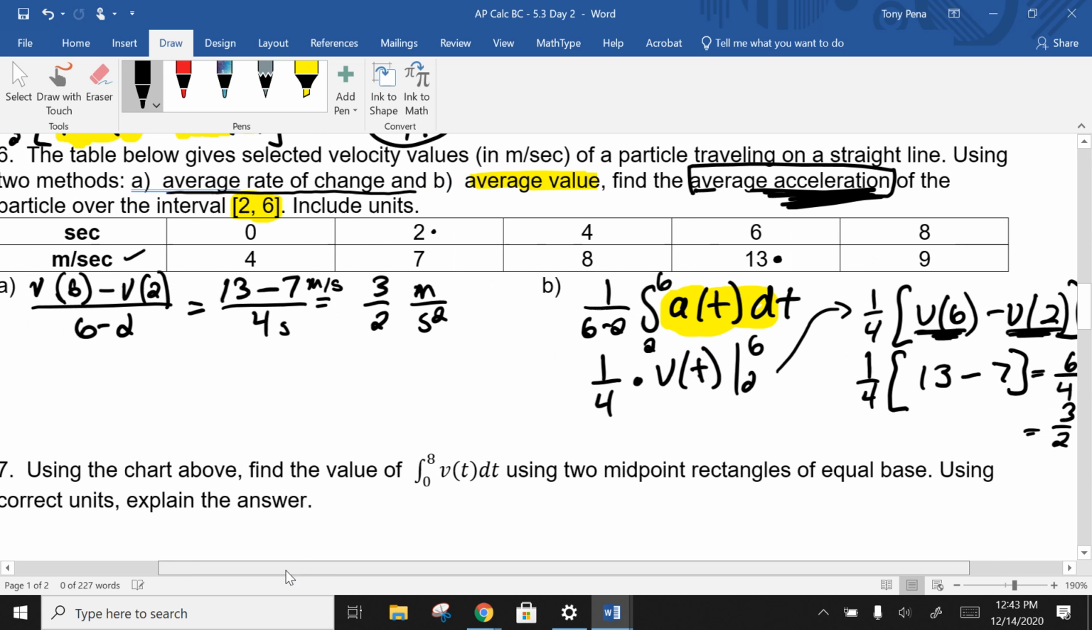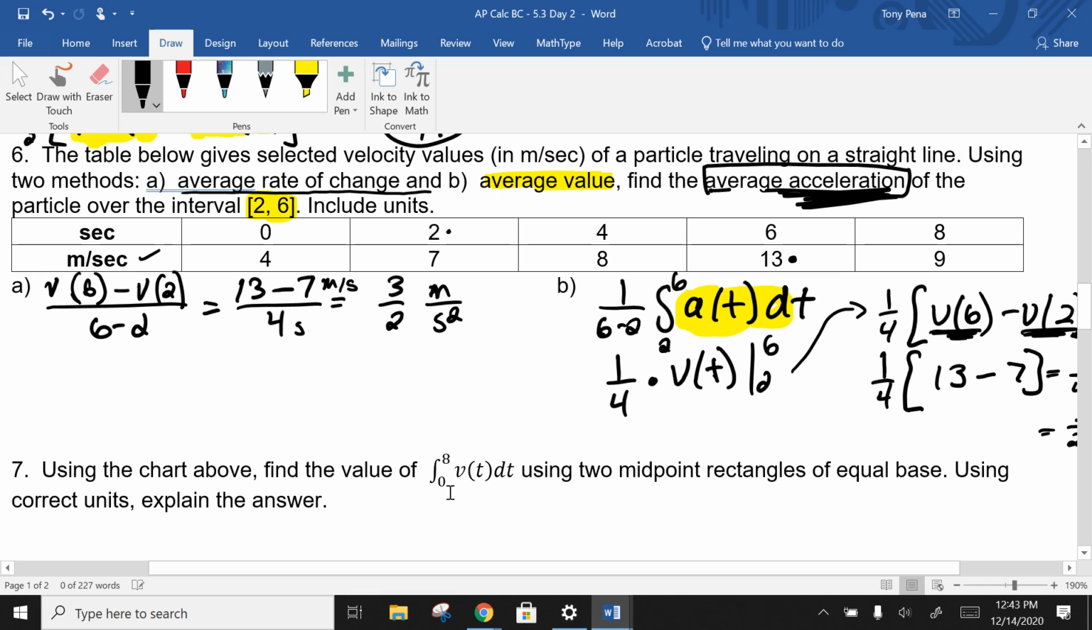All right, next one. Using the chart above, find the value of this. So here's our velocity table. I want you to integrate the velocity table from 0 to 8. We don't have a velocity function, so we've got to approximate it. I'm going to have you approximate it with 2 midpoint rectangles of equal base.